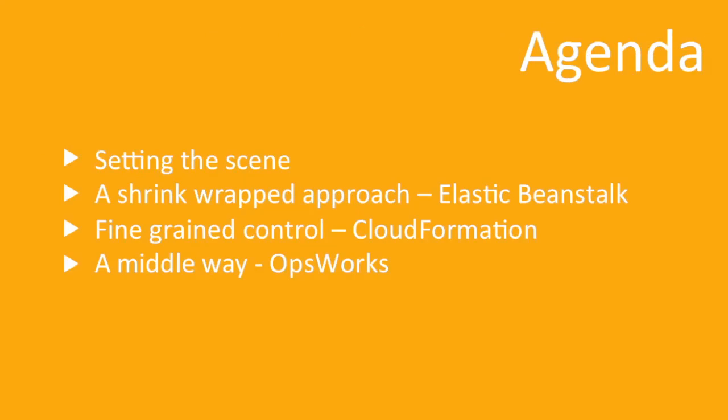So the agenda, I'm going to start by setting the scene and talk about a spectrum, if you like, of approaches to managing assets in the cloud. And then at one end of that spectrum, we'll look at a shrink-wrapped approach using Elastic Beanstalk, our application framework management platform in AWS. The other end of the spectrum, we'll talk about fine-grained control, asserting declarative control using CloudFormation templating. And then we'll introduce the new OpsWorks framework, which really sits in the middle of those two approaches.